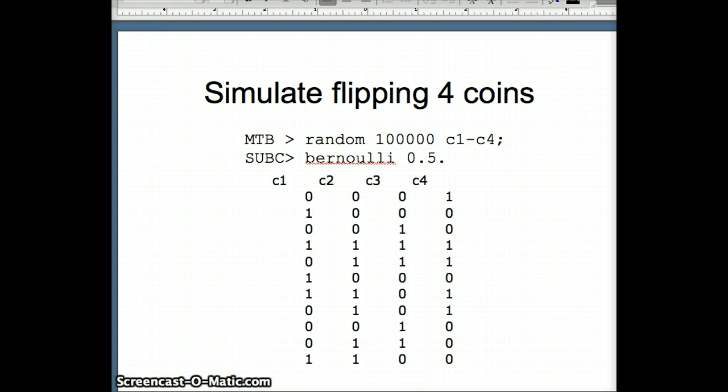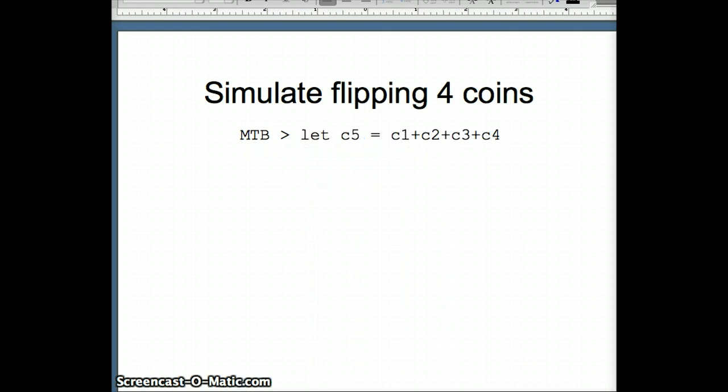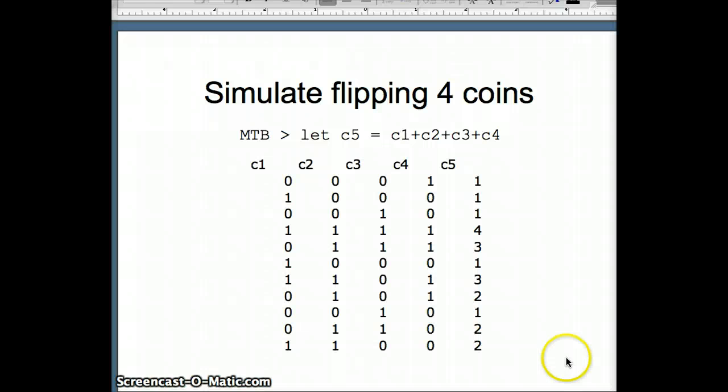So we're going to perceive the ones as heads, and the zeros as tails. Looking at some output, you can see we had a tail, a tail, a tail, and a head. So for our first row, we would have gotten 1 head. Second row, 1 head. Third row, 1 head. Fourth row, heads, heads, heads, heads. That would correspond to flipping 4 coins and getting 4 heads. The command that we use is let. We're going to say let C5 equals C1 plus C2 plus C3 plus C4. That will add all of the heads together. And there you can see 1 head, 1 head, 1 head, 4 heads, 3 heads, 1 head, 3 heads, etc.